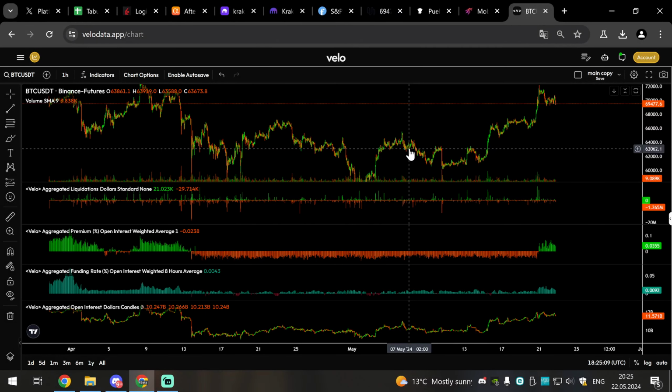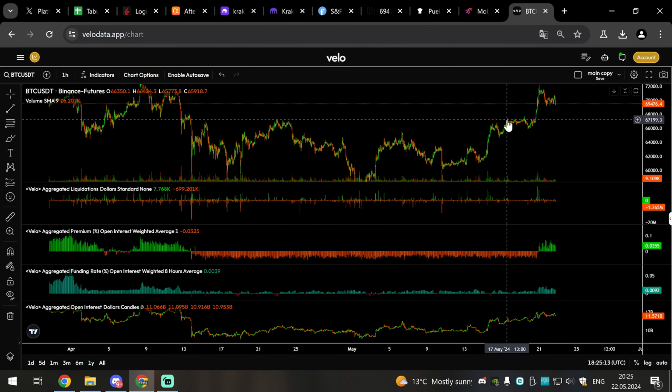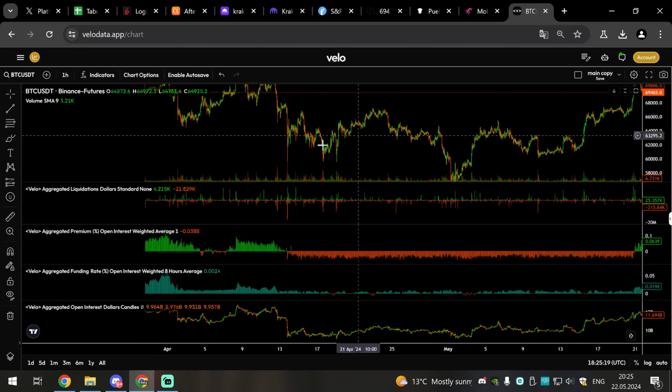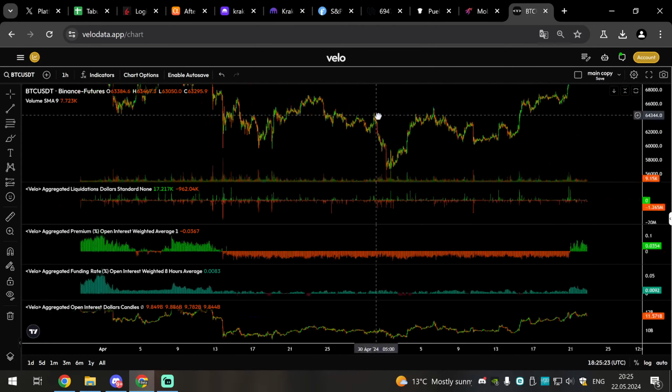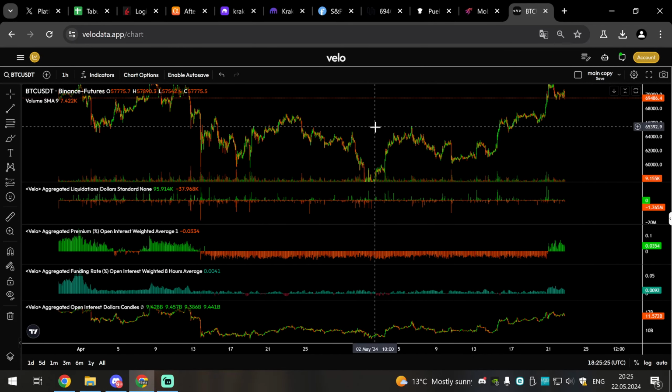Hello traders, we are starting with a tutorial for the Velo data. This is one of the best free tools out there. I really like it because it's so speedy, I can have as many indicators as I want here and it's still going to act fast. They built their platform and interface so well.